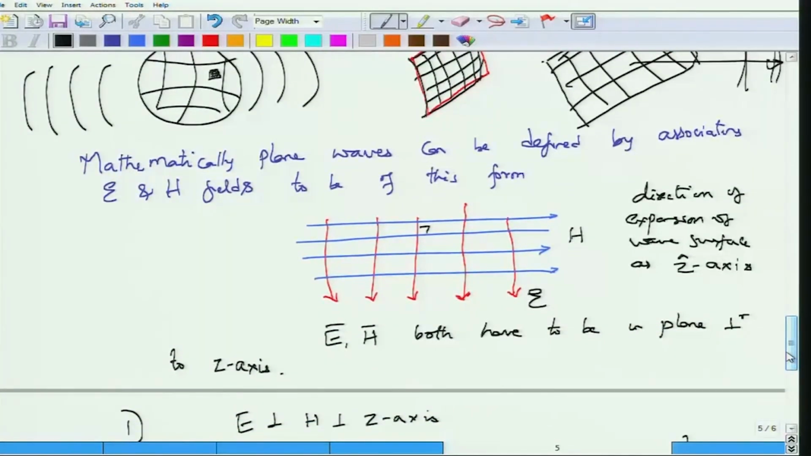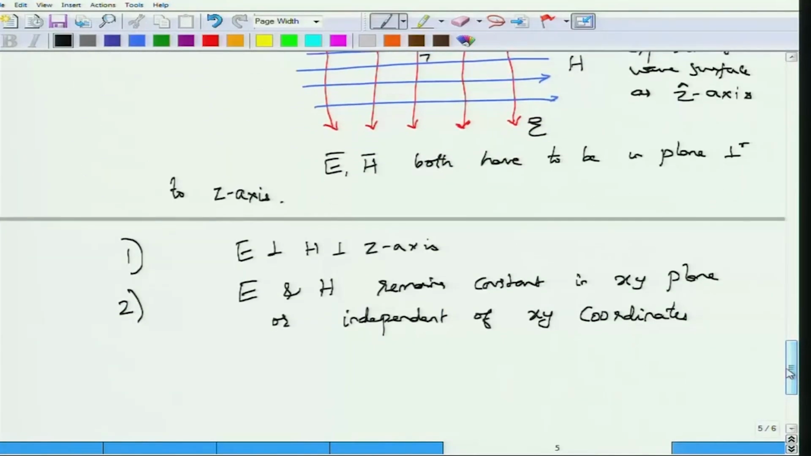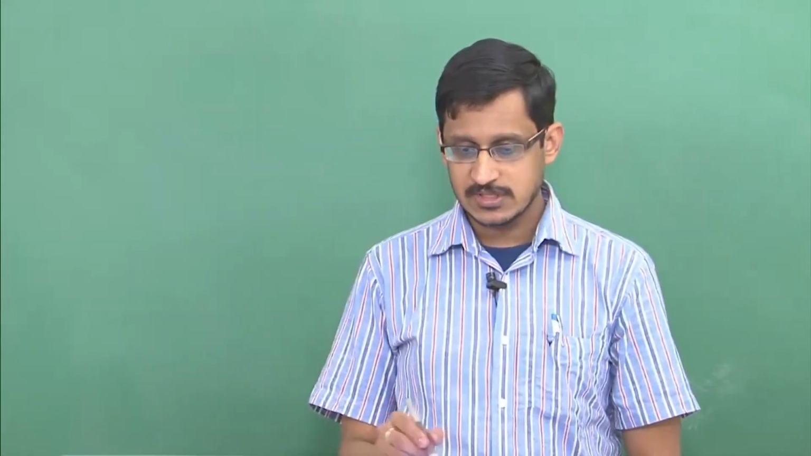Mathematically, plane waves can be defined by associating electric and magnetic fields such that they are both perpendicular to the direction of propagation, say the z axis, and they remain constant in the xy plane, or independent of xy coordinates. So effectively the electric field consists only of, say, an x component, x hat Ex, and it should be independent of x and y. So what can it depend on? Only z. Yes, when you keep moving far away from the source, its amplitude might decrease, but otherwise the amplitude is independent as long as you are at a constant z plane.